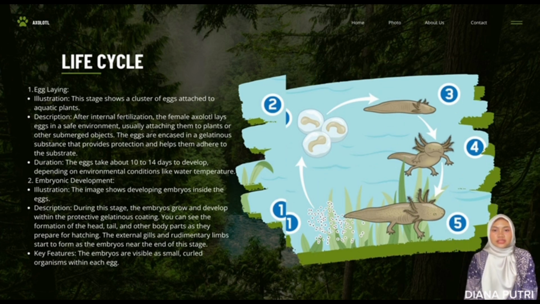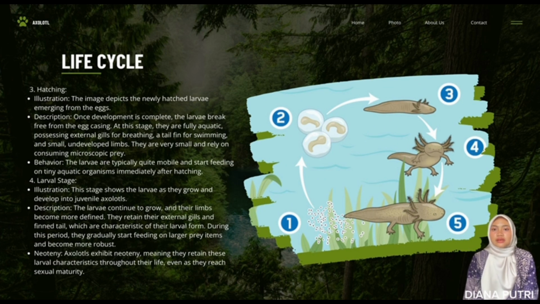The third step is hatching. The image depicts the newly hatched larvae emerging from the eggs. When development is complete, the larvae break free from the egg casing. At this stage, they are fully aquatic, possessing external gills for breathing, a tail fin for swimming, and small undeveloped limbs. They are very small and rely on consuming microscopic prey. The larvae are typically quite mobile and start feeding on tiny aquatic organisms immediately after hatching.